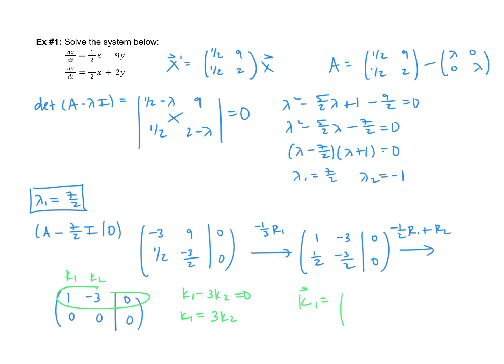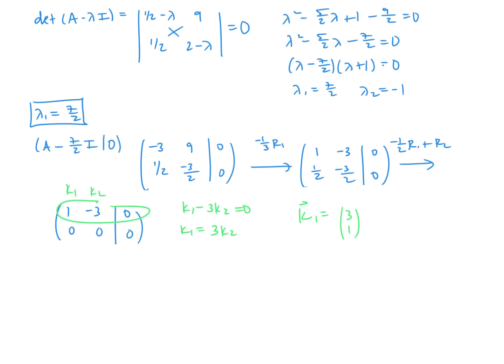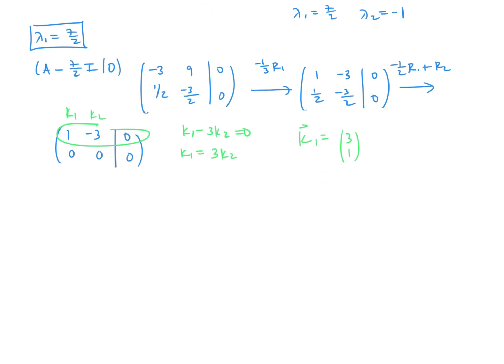So what I can do then is I can choose whatever value I want for K2, like 1. So my K1 then will be 3. So this is my first eigenvector that corresponds to that first eigenvalue. So next thing that I'm going to do is I know that my second eigenvalue is -1. So again, we're taking A, we're adding I, and we're augmenting with 0. So when we do that, we get 3 over 2, 9, 1/2, 3, augmented with 0.